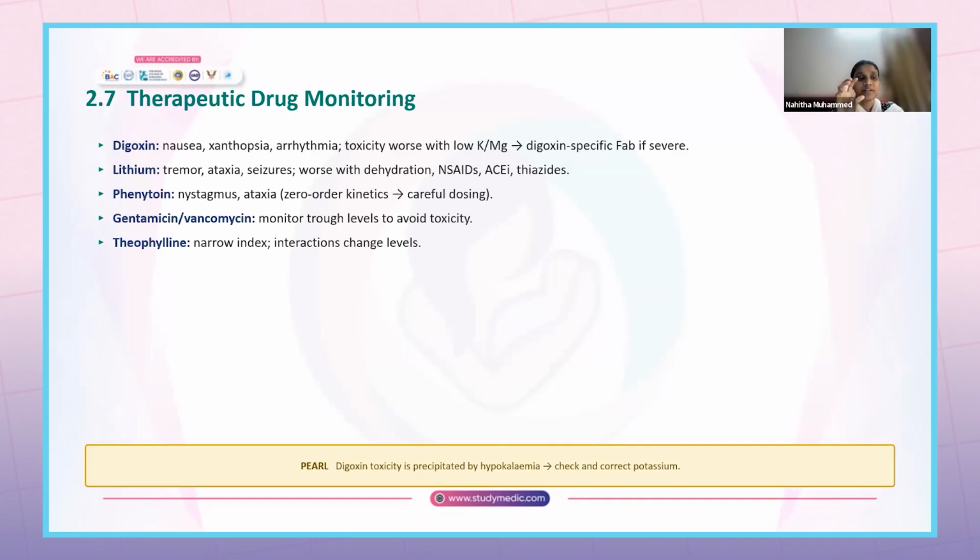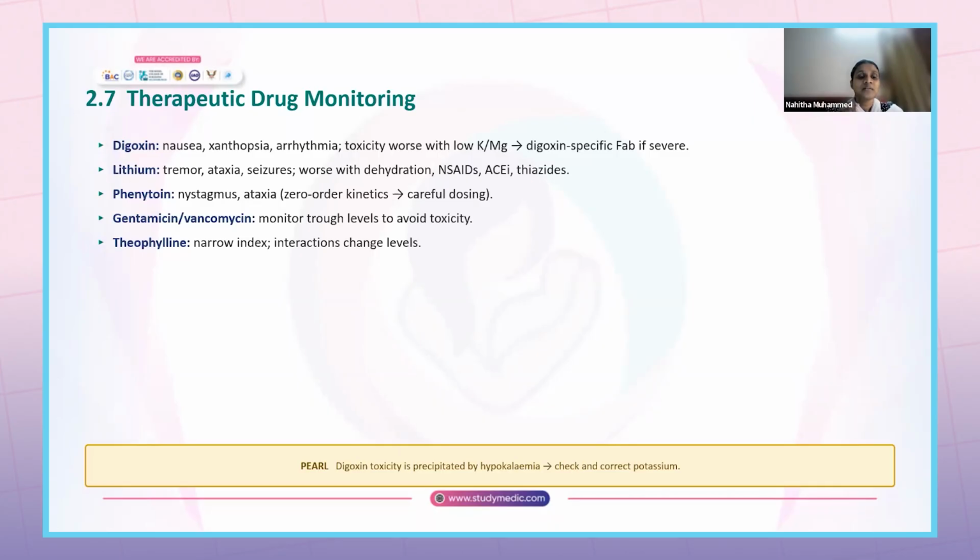Now coming to drugs where we need therapeutic drug monitoring. That is digoxin, lithium, phenytoin, gentamicin and theophylline. Digoxin: the symptoms are nausea, xanthopsia, arrhythmia. Toxicity is worse with hypokalemia. We can give digoxin specific fragments if severe. Lithium: toxicity is worse with NSAIDs, ACE inhibitors and thiazides.